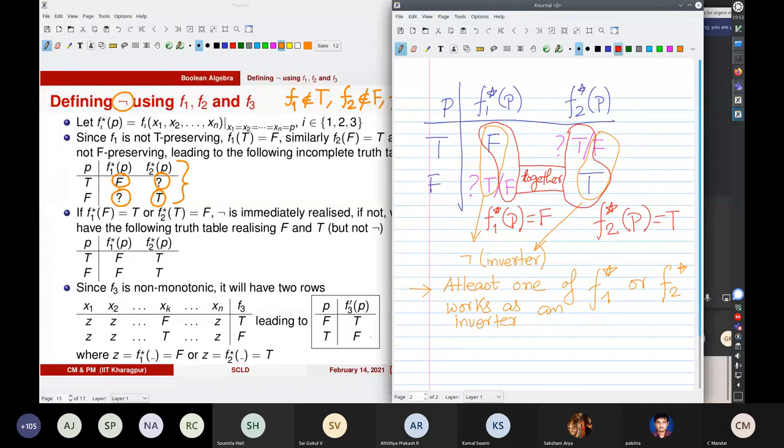And what is the other possibility? The other possibility is that it's a constant function. So these are the two possibilities. In this case you are done, but if it doesn't work out this way, then in this case you need to do something more. So let us see how we can proceed.